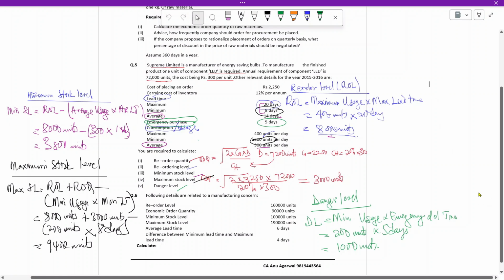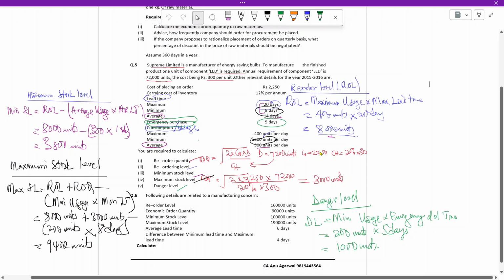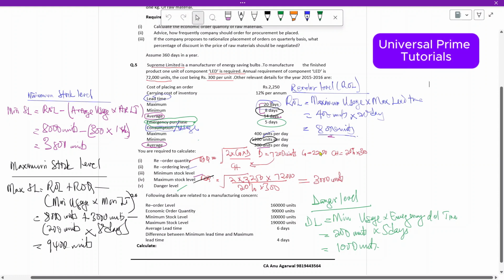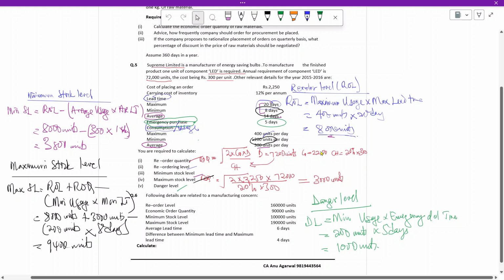Let's look at a question on inventory management. In this question, which is question 5, we'll look at Supreme Limited, which is a manufacturer of energy saving bulbs. To manufacture the finished product, 1 unit of a component LED is required. Annual requirement of component LED is 72,000 units.